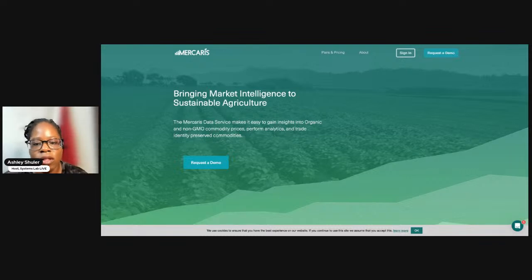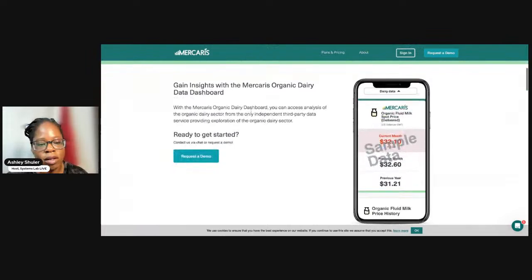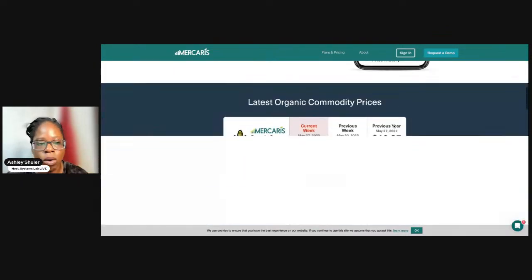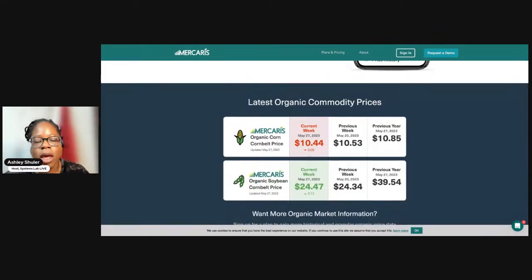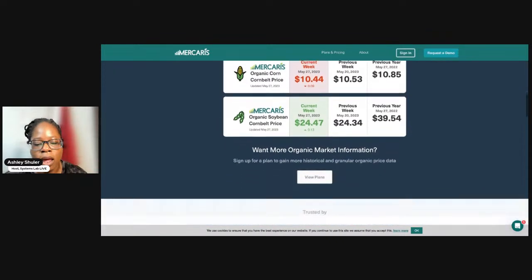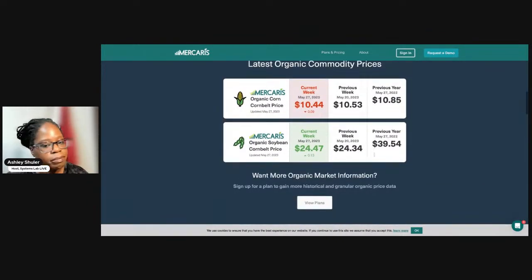Macaris was founded in 2012 in Silver Spring by Kelly James. It seeks to grow sustainable agricultural crops by providing market intelligence for organic and non-GMO commodities and online trading platforms for buyers and sellers. I'm telling you, this is the type of stuff I would have never thought existed. Look at that, organic fluid milk. Look at the price of milk. So they're using intelligence for buyers and sellers to make the best decisions.